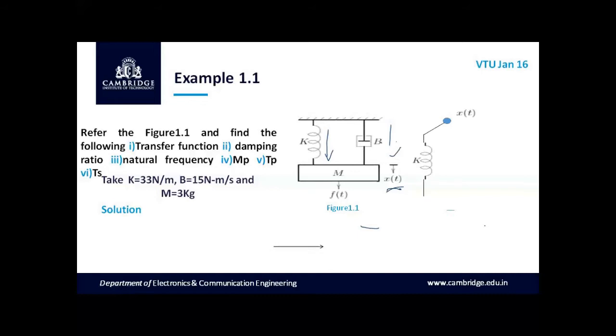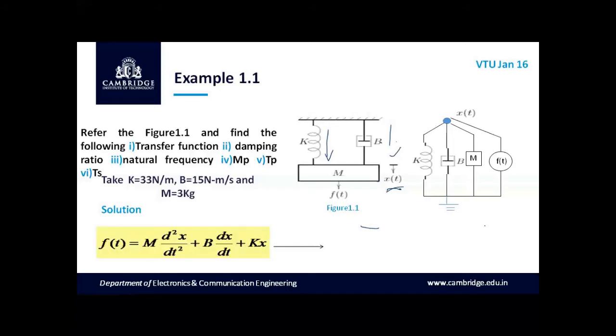So let us connect the spring, dashpot, and the mass to the node, and finally the applied force. And you can connect it to the ground, and I have represented it in the form of a node diagram. Once we have represented it as a node diagram, we have to write the differential equation for it, which is given by f of t, that is the applied force, is equal to m into d square x by dt square plus b into dx by dt plus k into x.